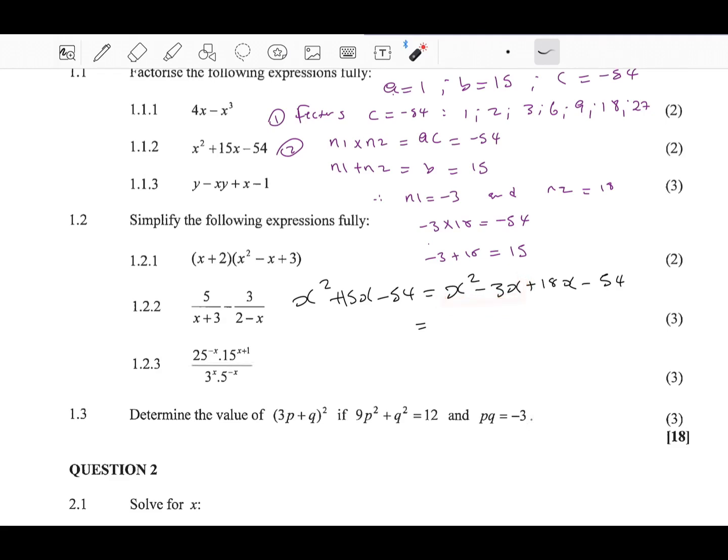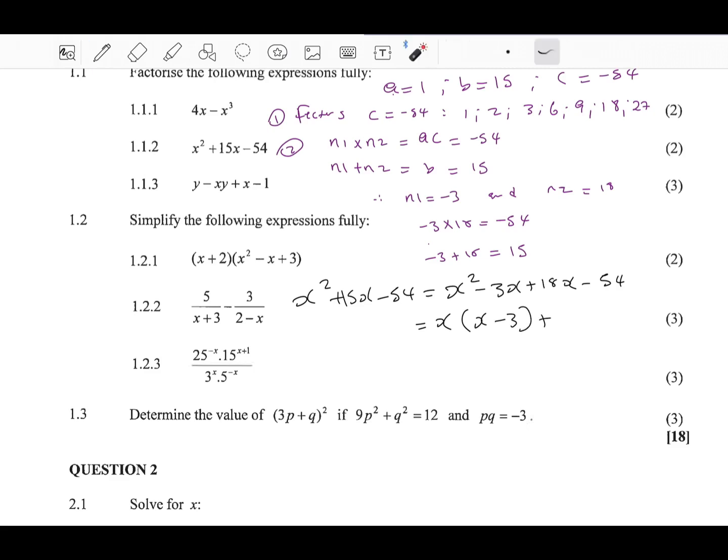Then you find the common factor here. The common factor here is x. So x squared divided by x is x. Negative 3x divided by x, that's negative 3.